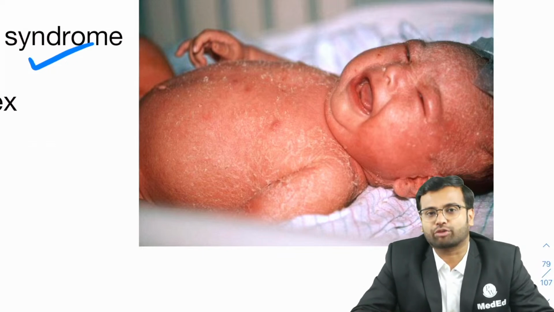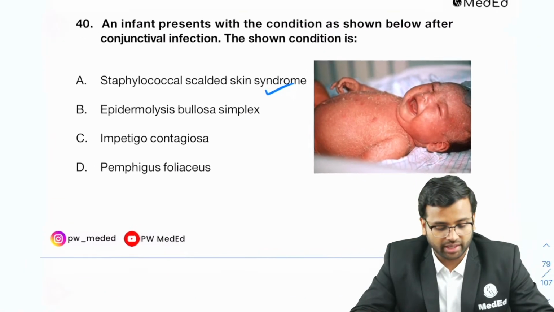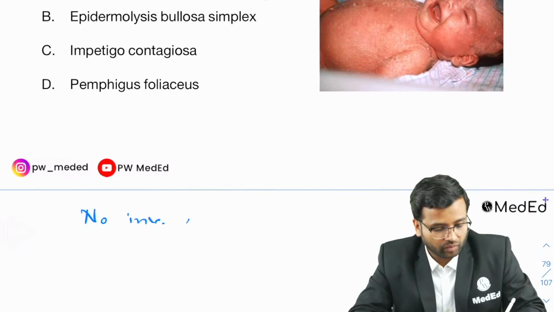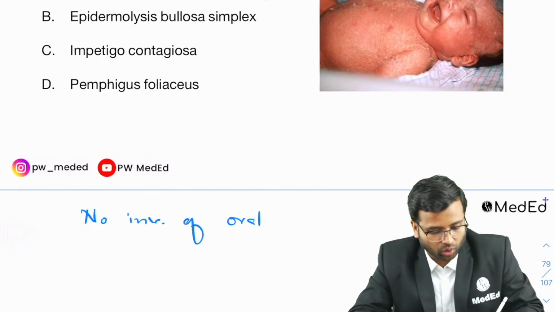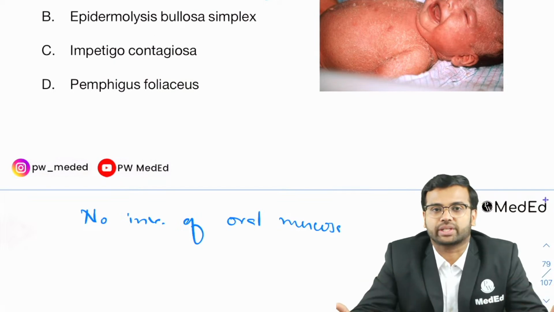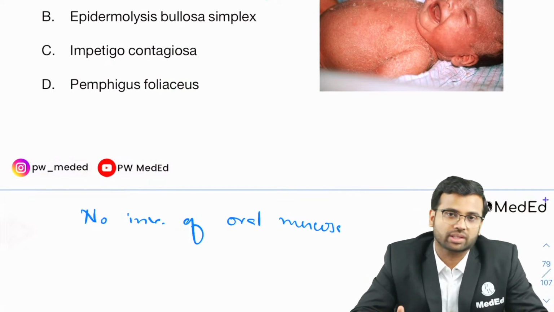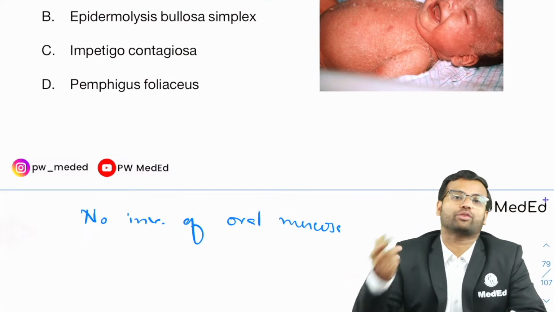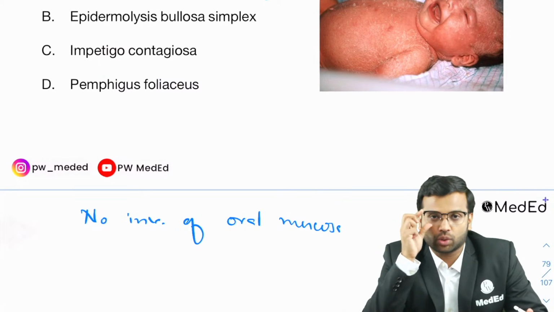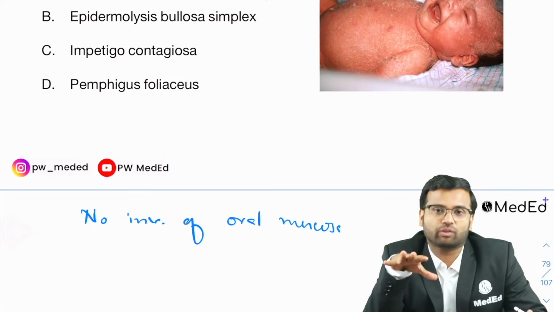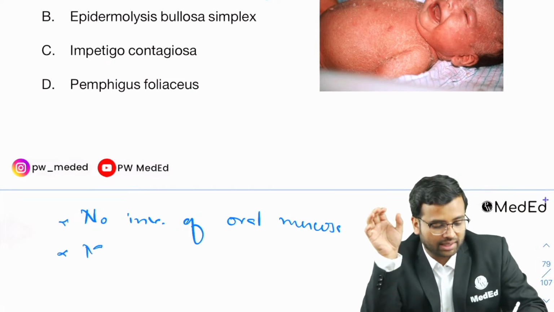But what happens in staphylococcal scalded skin syndrome is that you can remember there is no involvement of mucosa or oral mucosa. Because earlier, when we talked about multiple massive erosions like you can see in Stevens-Johnson syndrome or toxic epidermal necrolysis, in that case there was involvement of at least two mucosae. You remember? But in staphylococcal scalded skin syndrome, there is no involvement of mucosa. There are only massive erosions.